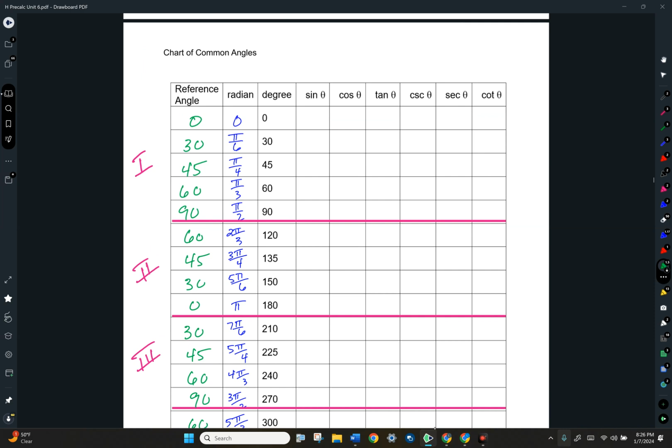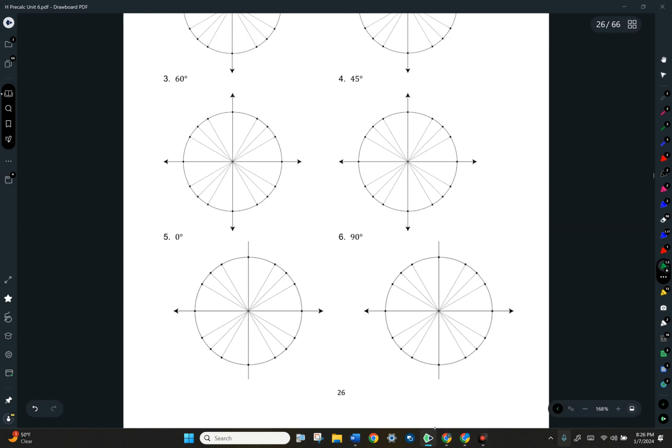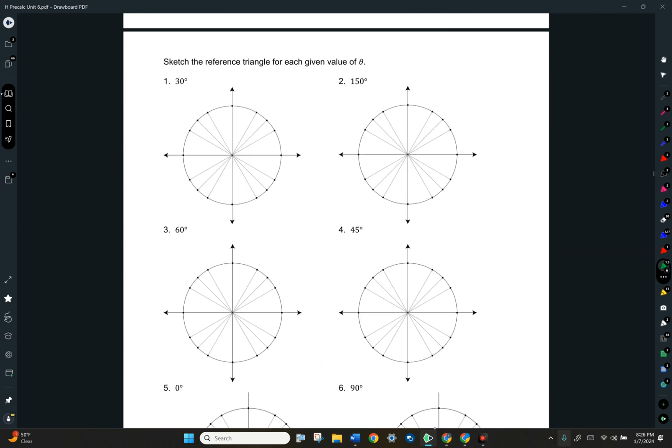So now we want to fill in the trig functions for all of these angles. Okay, so let's start up here.